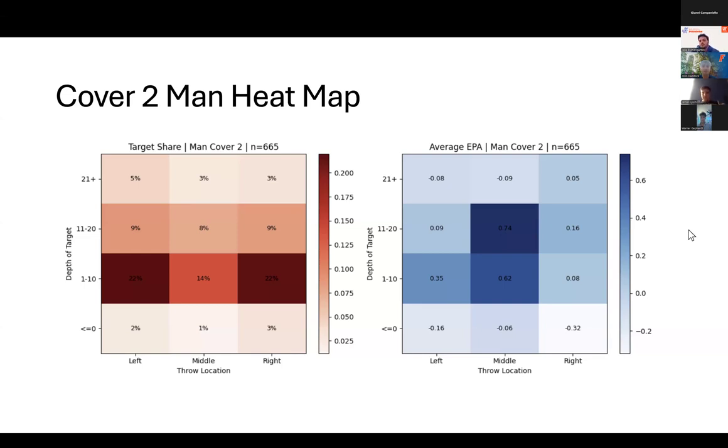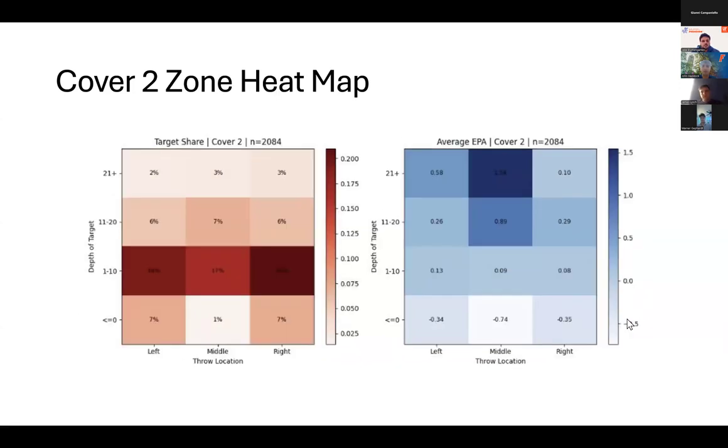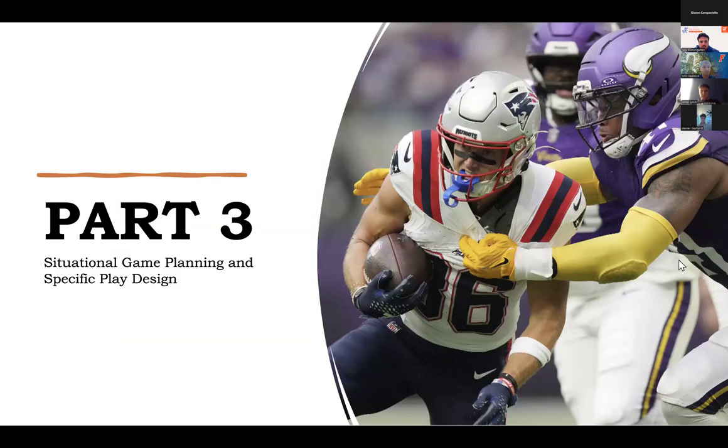And then on the next slide, we have cover two zone. This one's actually pretty different, not in terms of target share location, which is pretty similar, but we can see that now the optimal EPA target area is the deep middle quadrant. That makes sense when you think about it, because in cover two you have two high safeties, and you have to defend from the middle of the field all the way to the goal line. So a lot of seam plays in those two darkest blue areas are where targeting cover two is going to be most effective in terms of EPA.